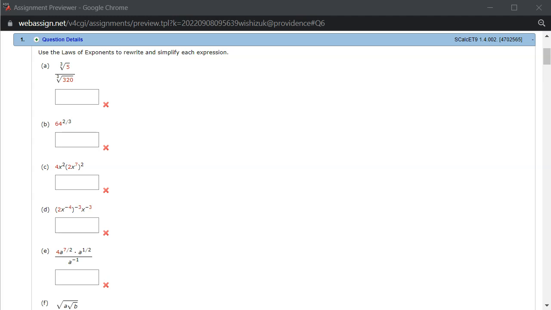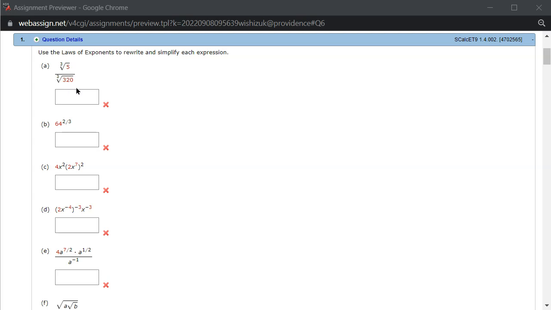All right, let's look at homework 1.4, problem number 1. We just need to simplify all these expressions using the laws of exponents. So let's do that. Part A: it looks like we have the same power on the numerator and the denominator.